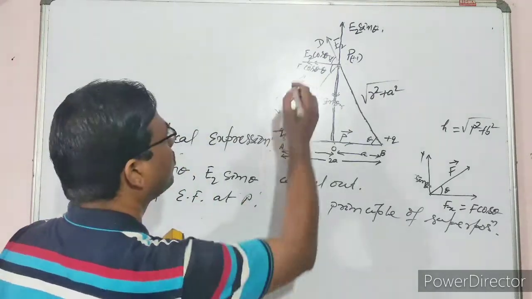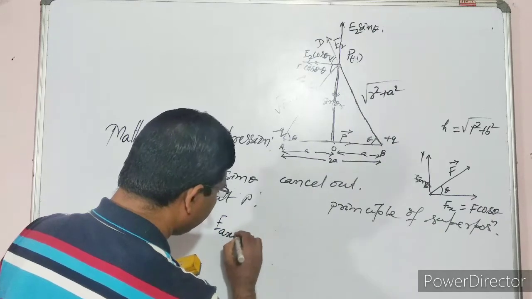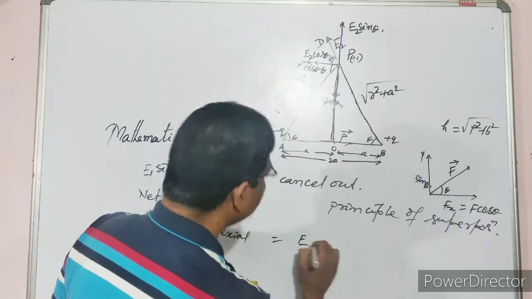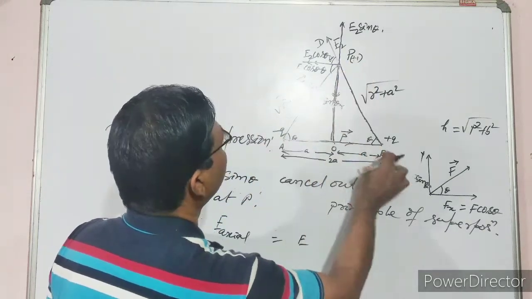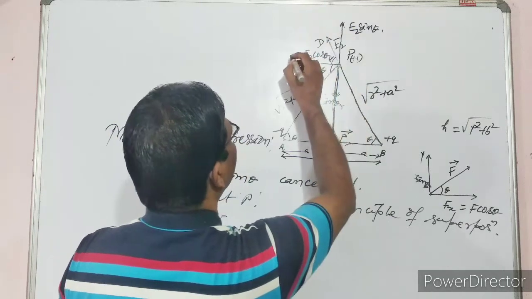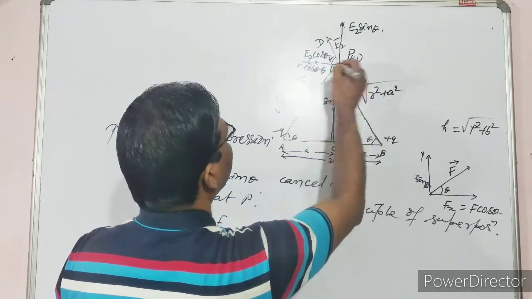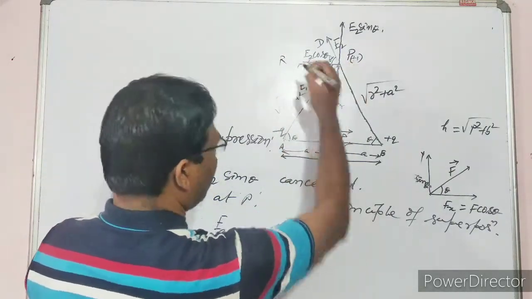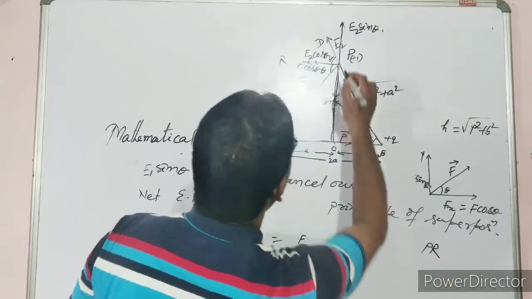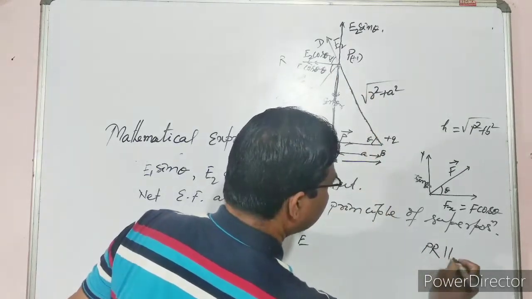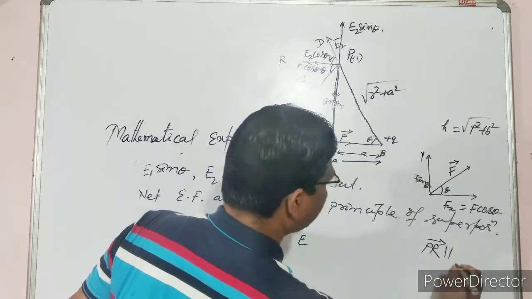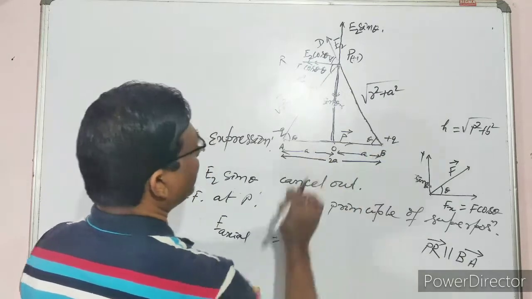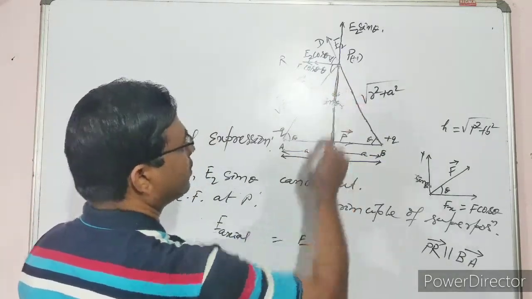Then come to the point: how much is the net electric field, E axial? Suppose you are giving this one as E axial. It is in this direction. Suppose these points are A, B, C, and I am giving D, and this one is P, and this is R. So PR is parallel to BA.